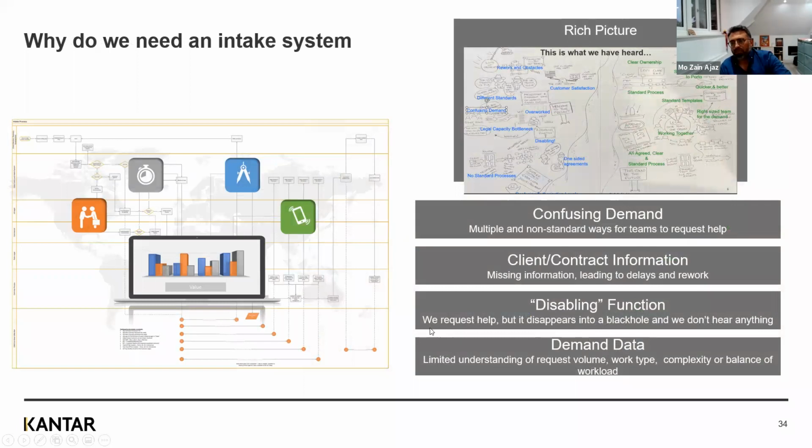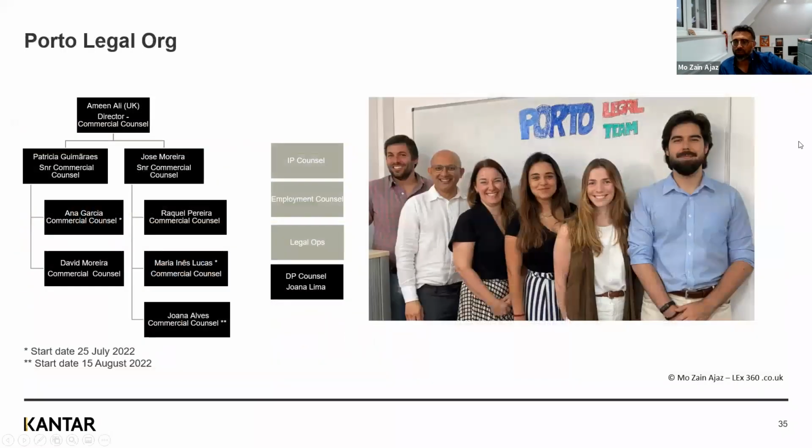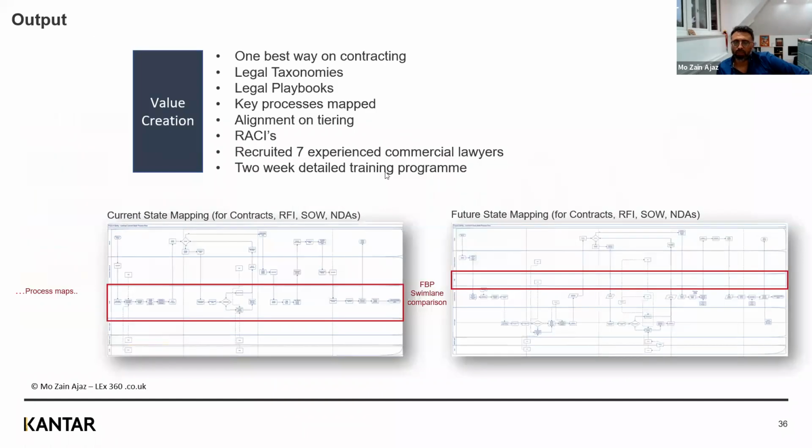Confusing demand. Clients don't get any information. As soon as it goes into legal, it gets lost. We're a black hole, a demand on the data. We don't have any data throughput, what type of work's coming in, who's doing it, complexity. So then we built a whole technology solution to do that. Here's the team that's been established just recently in Porto. And the next slide is my closing slide.